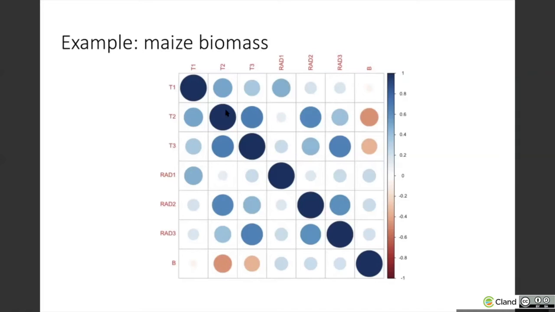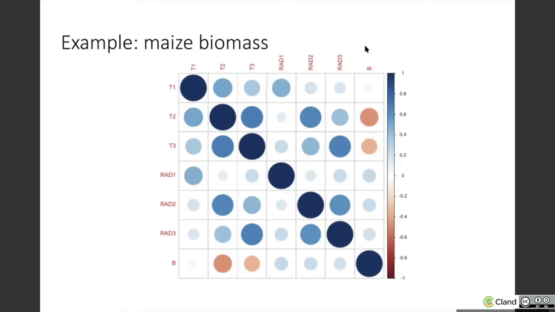You should ignore the diagonal. The diagonal is simply the correlation of each variable with itself, which is of course one, so it's not very interesting. But from this figure, you can see that some of the inputs are strongly correlated. For example, T2 and T3 are highly positively correlated, and T2 and RAD2 are also strongly positively correlated, and so on. So here we are in a case where some of the inputs are strongly correlated, and as I've shown before, it can be dangerous to apply a linear regression directly here.